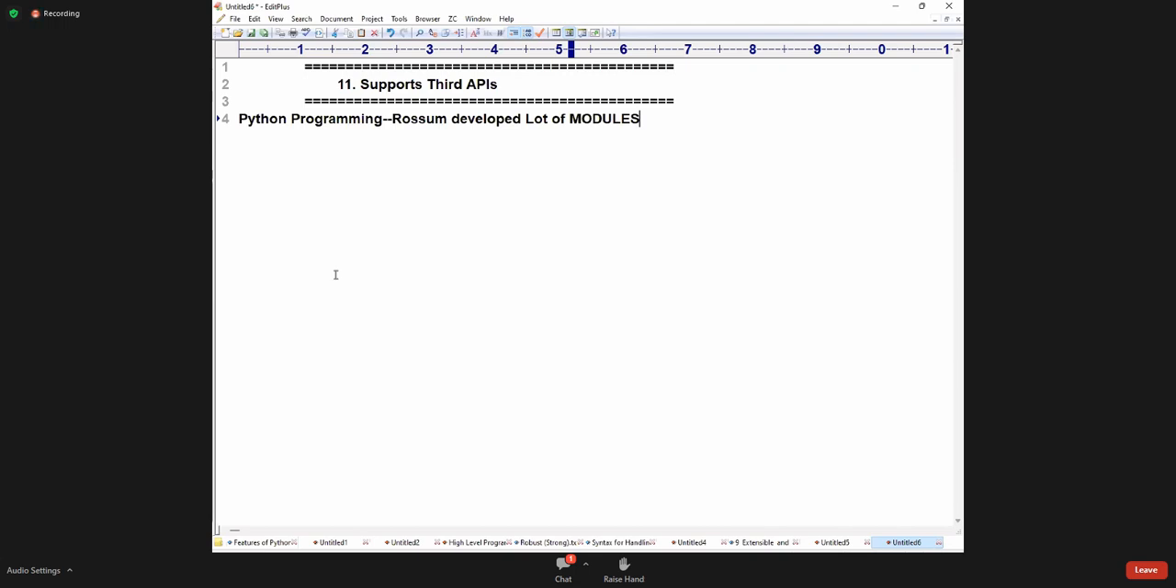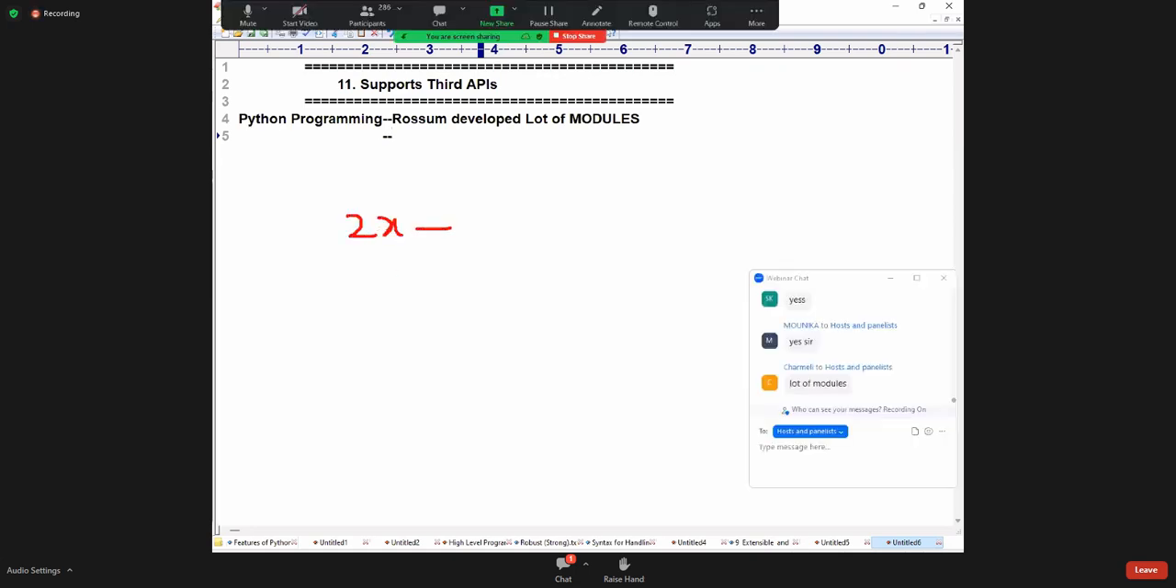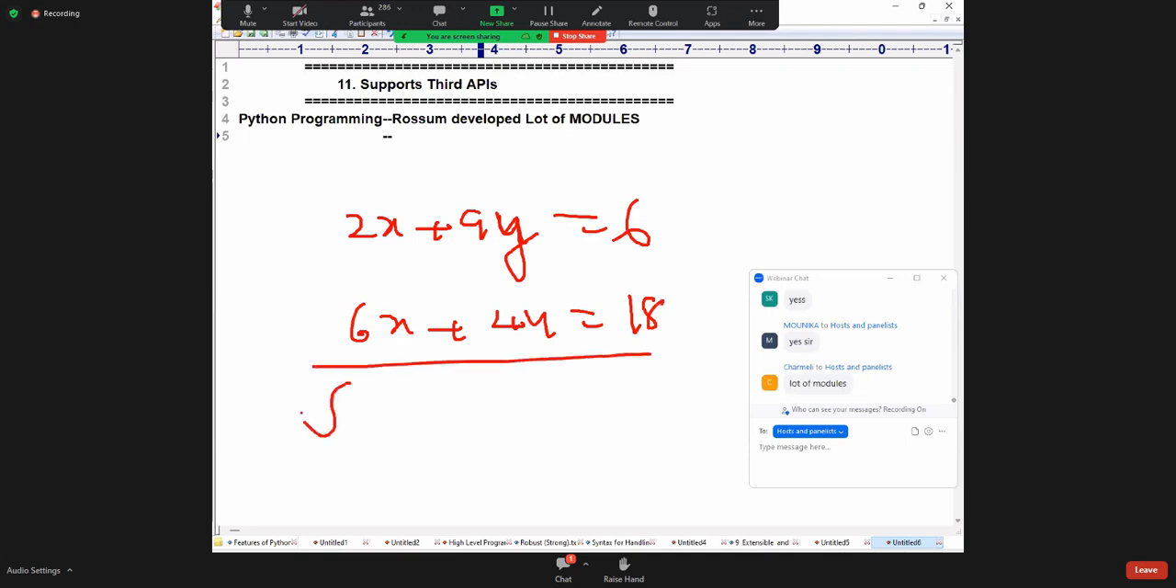Good. Now I'm going to say certain things Rossum did not develop. Suppose I'm writing here 2x plus 9y is equal to 6, and 6x plus 4y is equal to 18, and find x and y. Have you seen this type of thing in your school days? What are these all called?